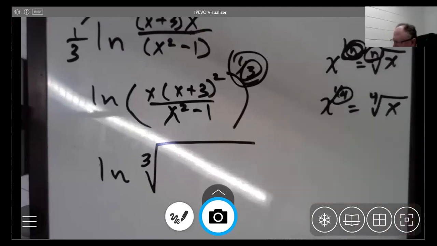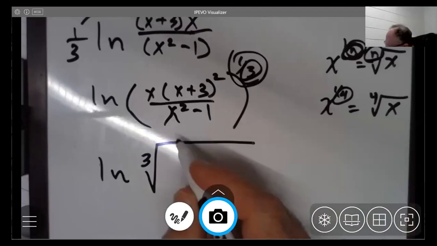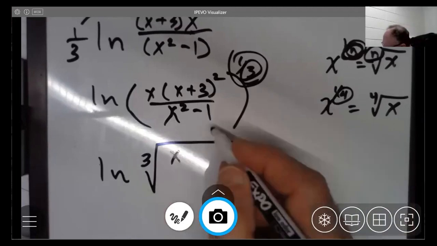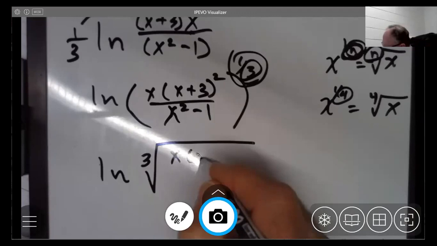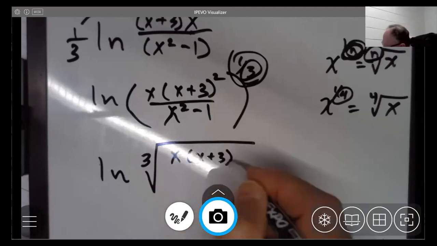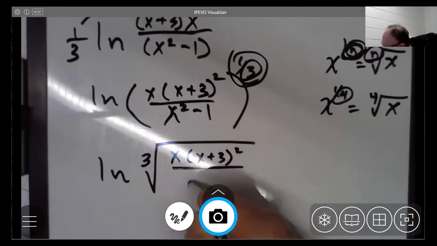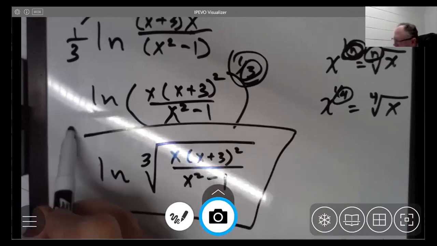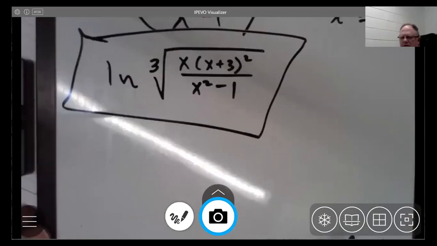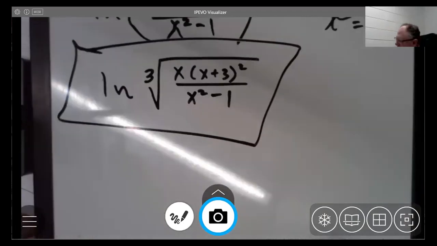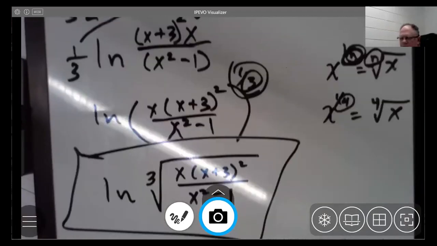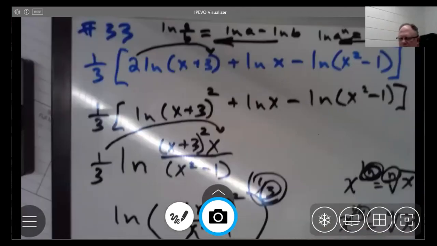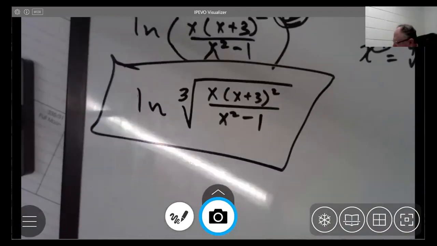Okay. All right. And then the rest of this is just the radicand, what's inside: x times (x plus 3) squared over x squared minus 1. And that's our answer. That's our logarithm condensed to a single logarithm. Okay, we've gone from expanded to a single logarithm. Okay, questions with that? All righty.